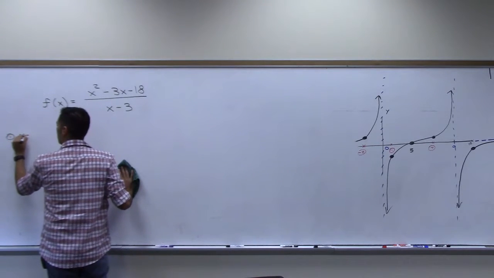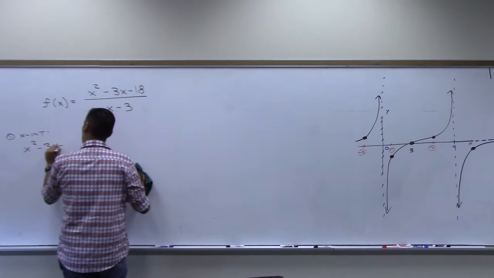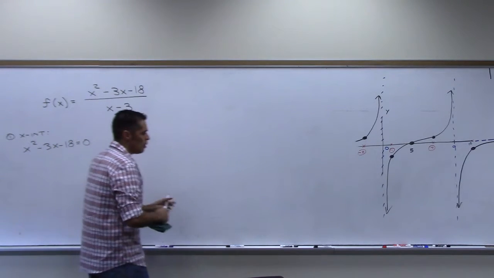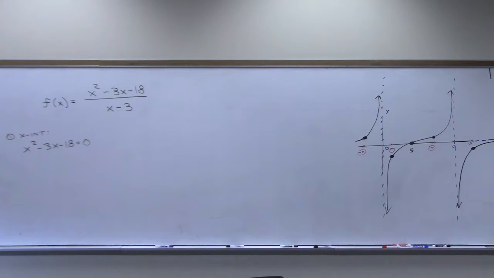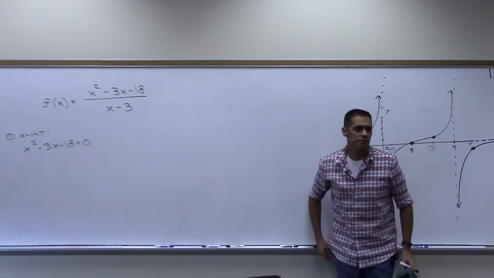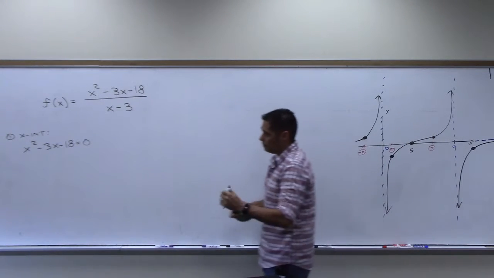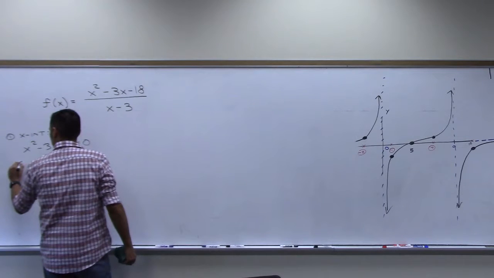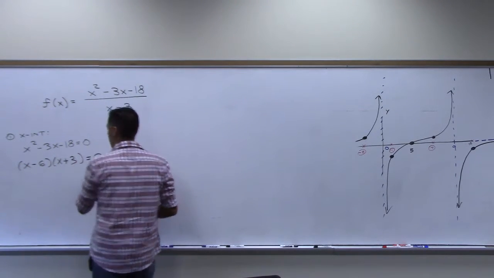X-intercepts. To do this, I set my numerator equal to 0. The numerator is a quadratic, isn't it? And so to solve that quadratic, I have options. One option is factoring. The other option is the quadratic formula, right? So can that factor? I think it does, all right? X minus 6, x plus 3 should work.